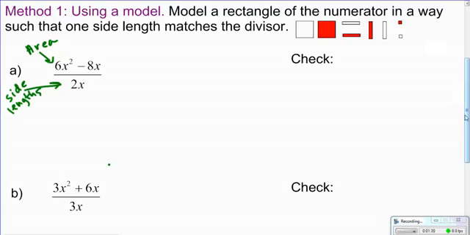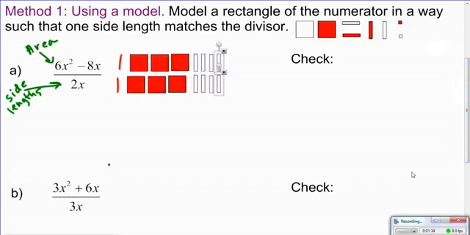So if you could either build this with tiles or sketch it, keeping in mind we need to arrange it so that one of the lengths is 2x. So I'm going to make this length 2x, and I'm going to arrange the tiles so that it matches up. Okay, by the magic of television, I have created this in a flash. So one of the lengths is 2x. So this length is 2x. And we have 1, 2, 3, 4, 5, 6 x squared tiles and 8 negative x tiles.